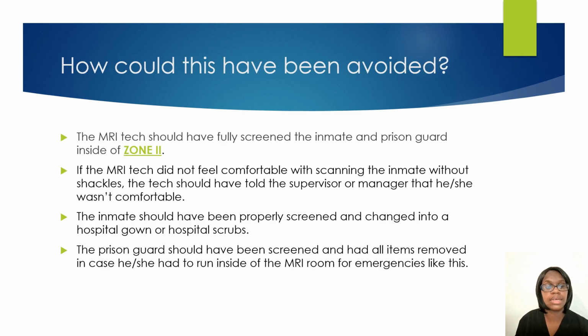A way this accident could have been avoided: the tech should have fully screened the inmate and the prison guard in Zone 2. A lot of techs like to screen in Zone 3. I even seen or heard about techs screening patients in Zone 4. So just make sure you are screening your patients in Zone 2. Screen family members in Zone 2 in case they have to go inside the room. This could have avoided this mistake or this accident from occurring.